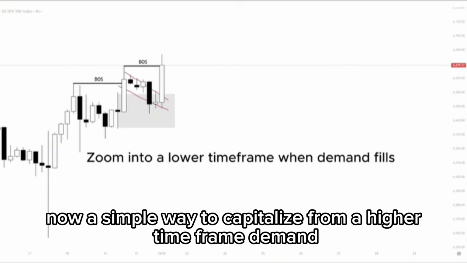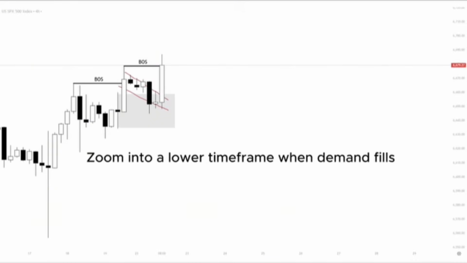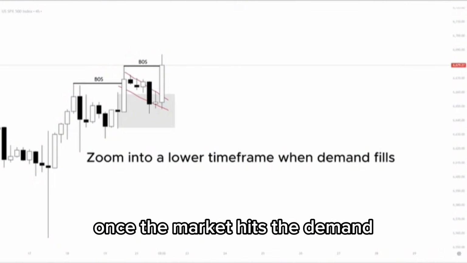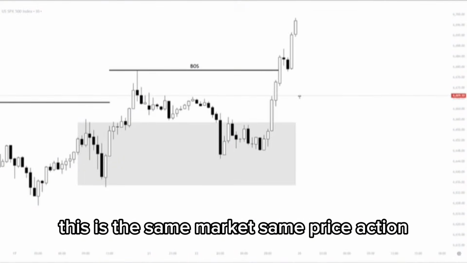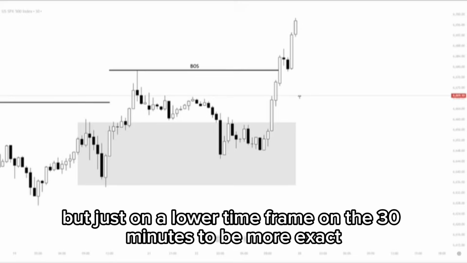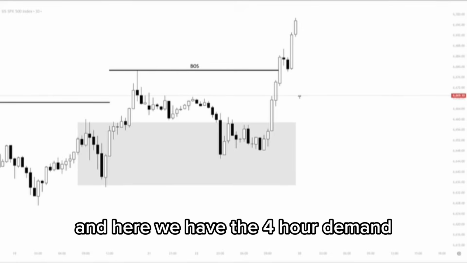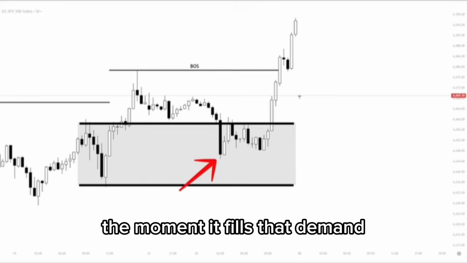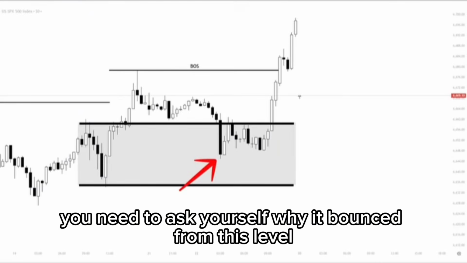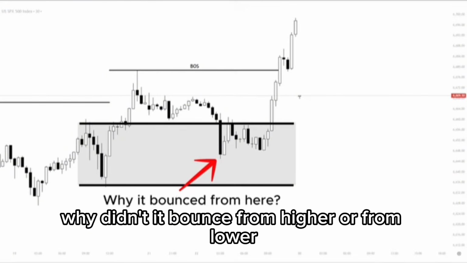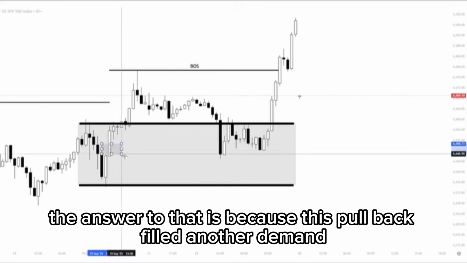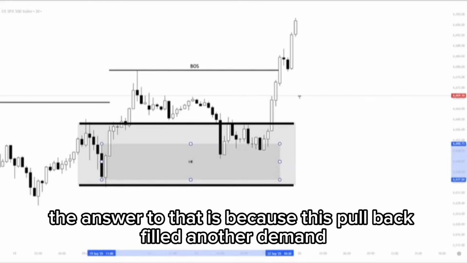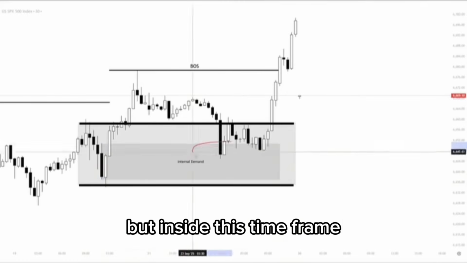Now, a simple way to capitalize from a higher time frame demand is to zoom into a lower time frame once the market hits the demand. This is the same market, same price action, but just on a lower time frame, on the 30 minutes to be more exact. And here we have the 4-hour demand. And when you look at the price action the moment it fills that demand, you need to ask yourself why it bounced from this level. Why didn't it bounce from higher or from lower? Well, the answer to that is because this pullback filled another demand, but inside this time frame.